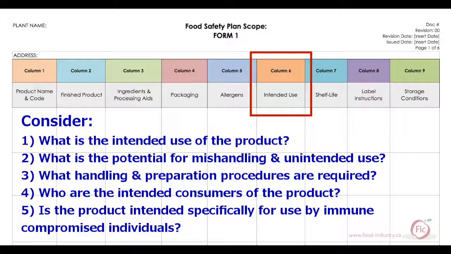The intended use is based upon the expected uses of the product. Will the food be heated by the consumer? Will there likely be leftovers? If yes, give instructions on how to safely store and reheat the product. If unintended use or abuse is likely to occur, such as eating raw cookie dough, then it should be identified and recorded in this column as well.